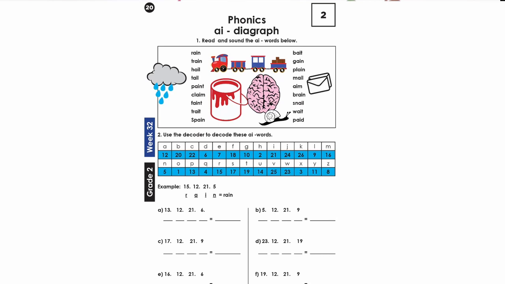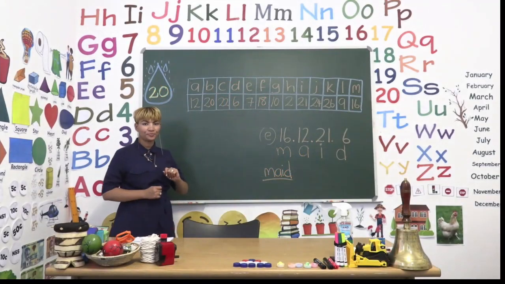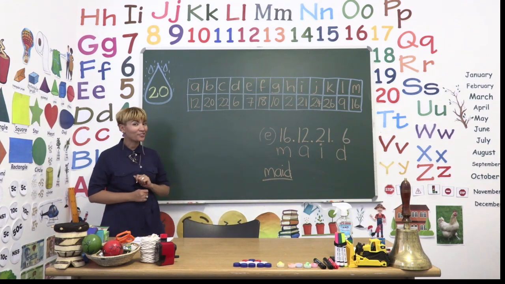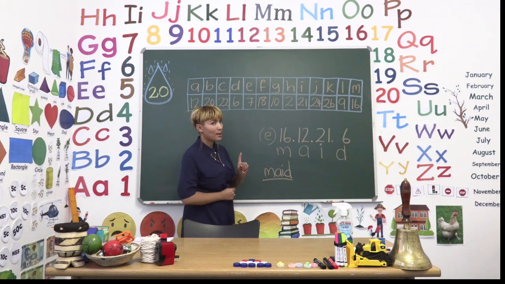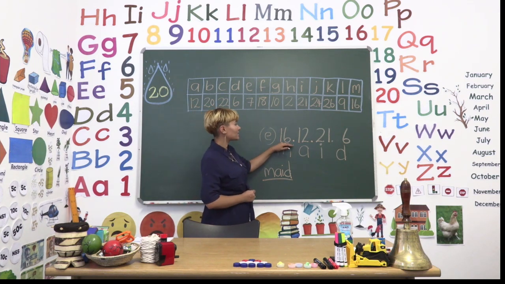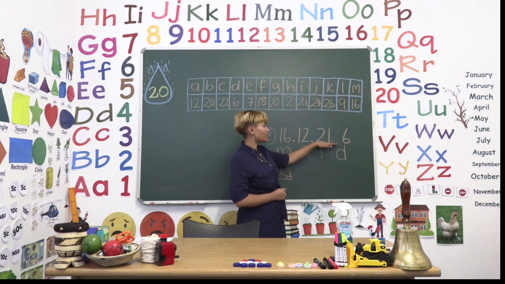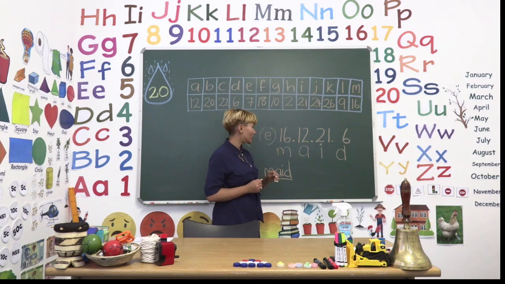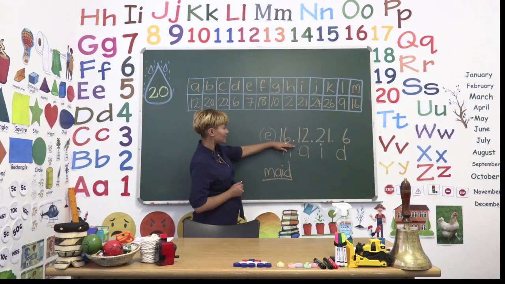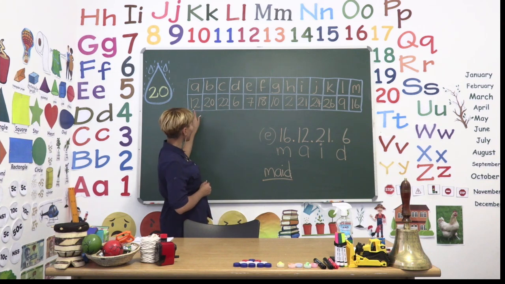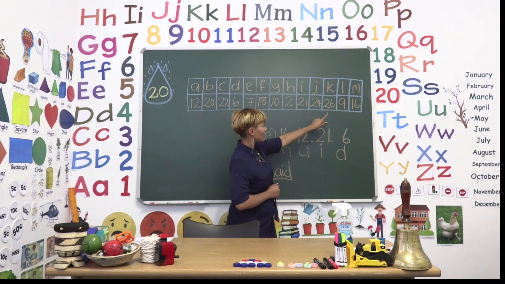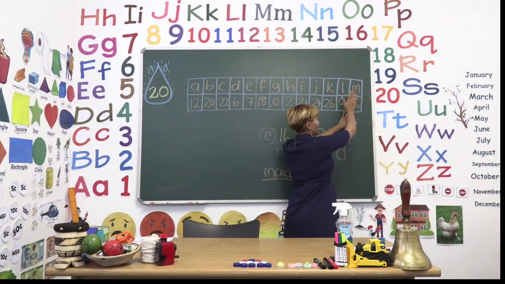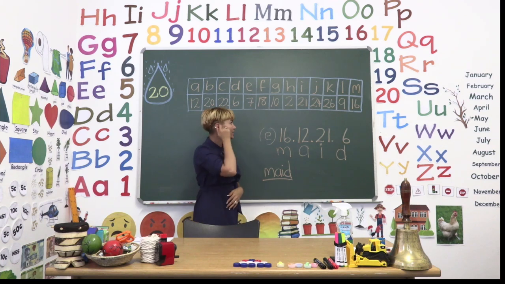Now on the board, I also took part of the decoder and we are going to do E together to see how we have to continue to decode. So the numbers for E are number 16, number 12, 21 and number 6. And if you look carefully at your decoder, let's look for number 16. So if we look carefully, you will see number 16 is all the way there, and the number 16 means the letter M. All right.